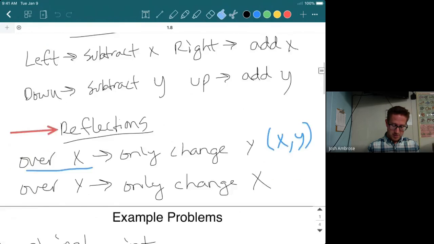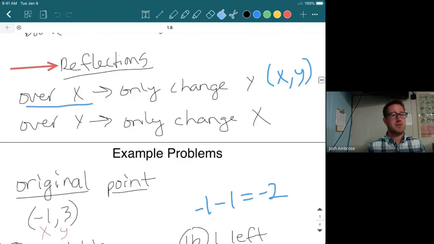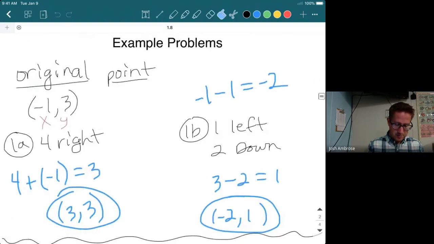The reflections right here, okay? So if you are reflecting it over x, you will only change the y value, okay? So if you, again, are reflecting it over the x, you are only going to change the original y. That means that the original x does not change, okay? If you reflect it over y, you are only changing x. All right, so you're going to see what this looks like when it comes to example problems. So let's take a look at these examples here.